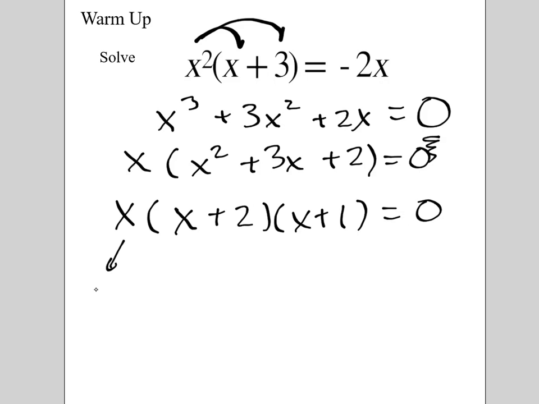So that means either this bracket is 0 or this x is 0. This bracket might be 0, which means x would be negative 2, or this bracket is 0, in which case x has to be negative 1. There's my three x-intercepts. And again, you just don't panic. Make it look like something you know. Get a 0 on one side. Look for factoring. Once you do enough of them, it starts to get really easy.